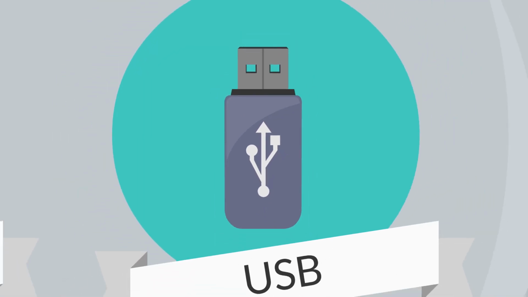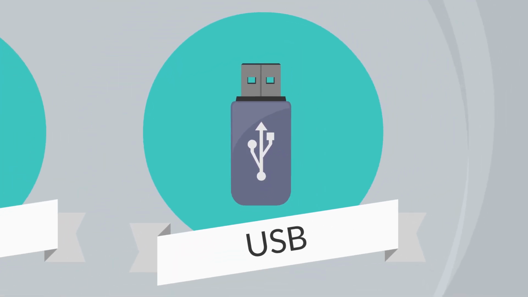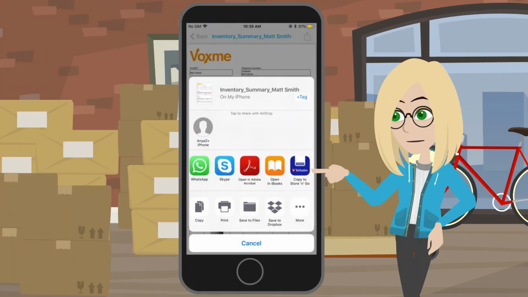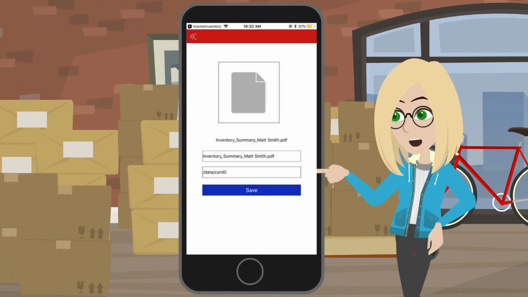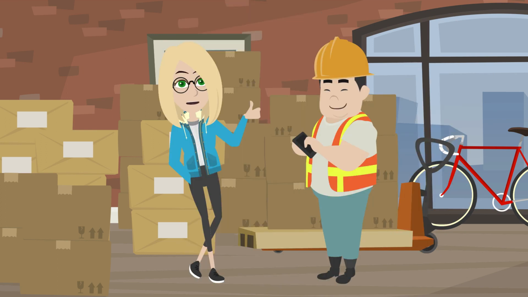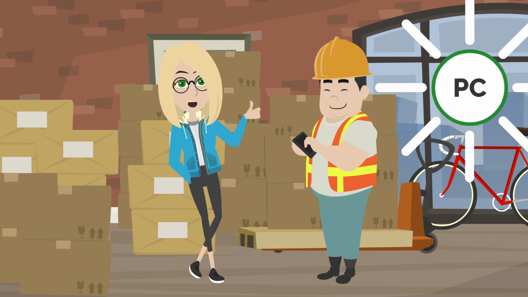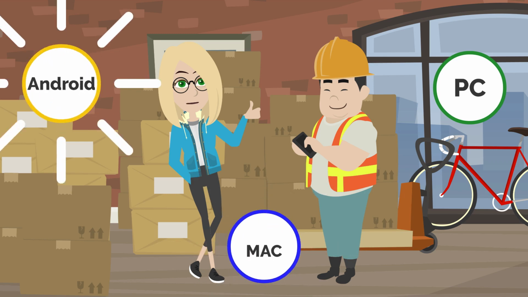Another option is the USB memory stick. Attach it to your device, it will ask to download an app. Once you installed it, tap on Share, select the USB app and tap on Save. Now you have this document saved on the memory stick. Hand it to the customer and ask to copy the PDF to his or her PC, Mac, or even Android device.